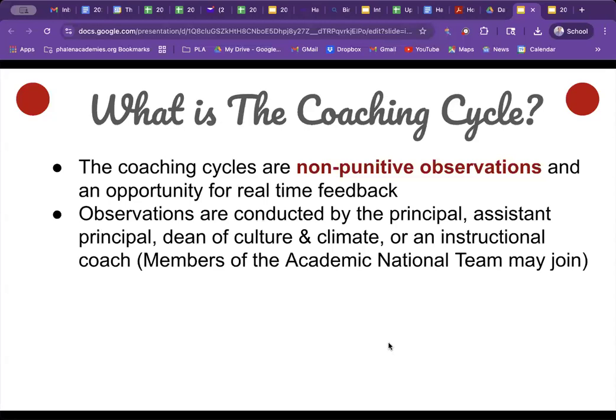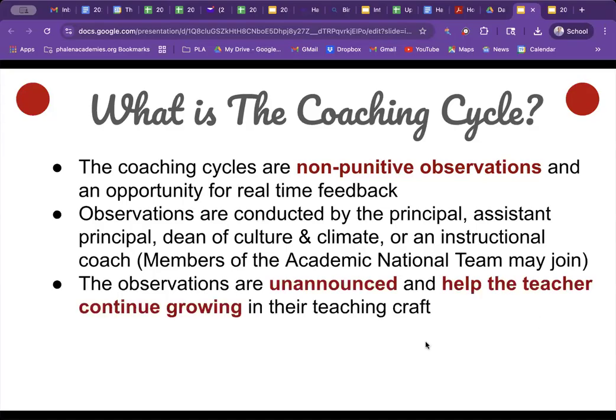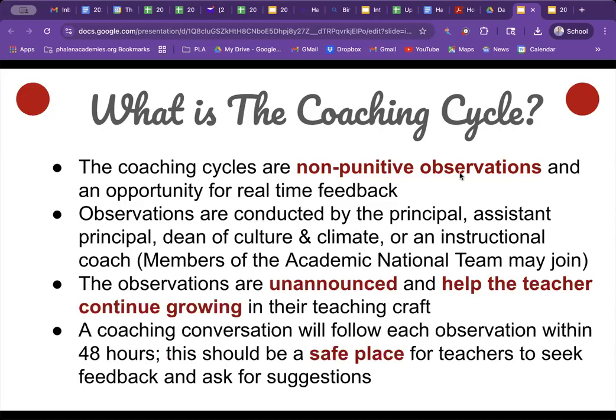Observations are conducted by the principal, assistant principal, the dean of culture and climate, or an instructional coach. There will be times that members of the academic national team may join them. The observations are unannounced, and they help you, the teacher, continue growing in your teaching craft. A coaching conversation will follow each observation within 48 hours, and this should be a safe place for teachers to seek feedback and ask for suggestions.